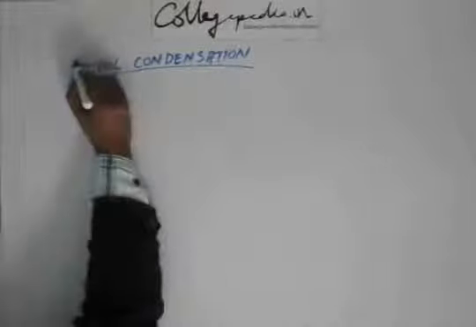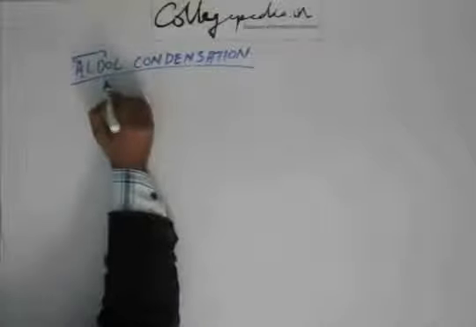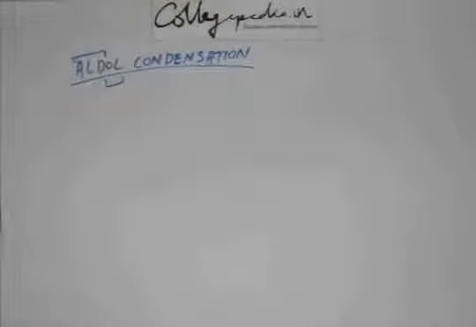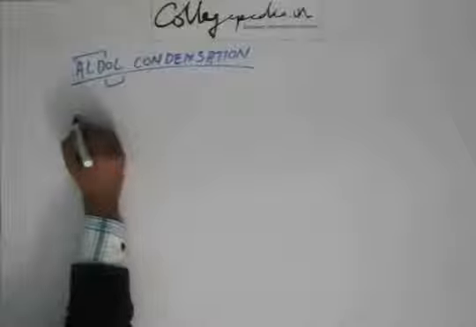Aldol. Ald for aldehyde and ol for alcohol. We'll see in the intermediate product of this reaction, you will have a compound having both the groups, aldehyde and alcohol. So that is called aldol. Right? So let's see what this reaction is all about.